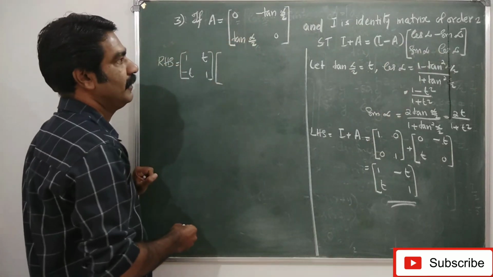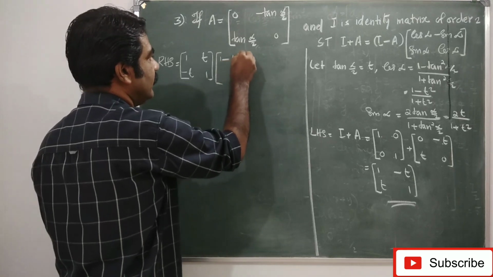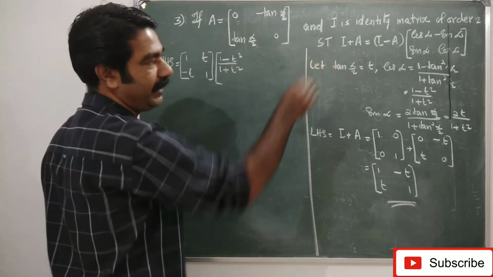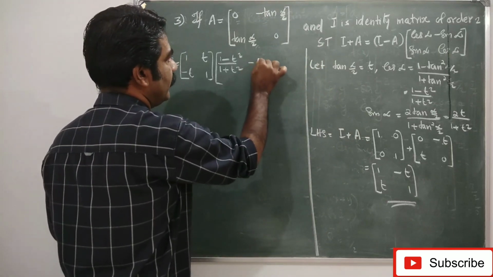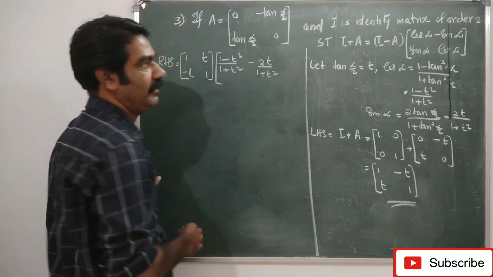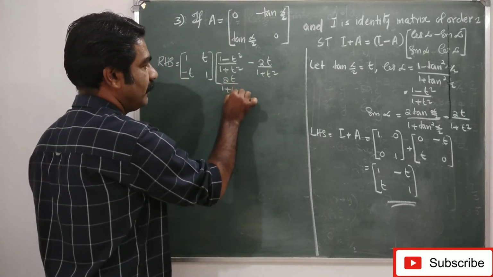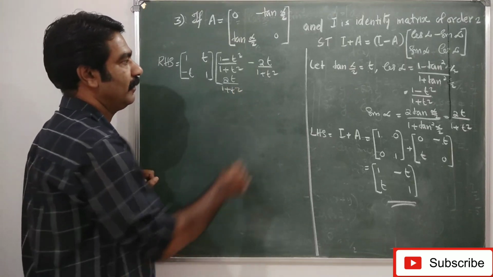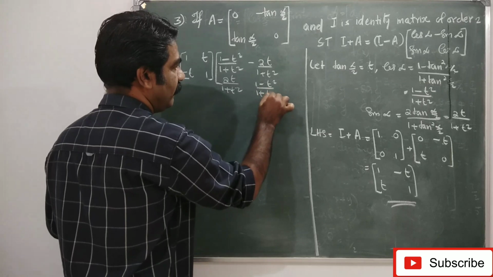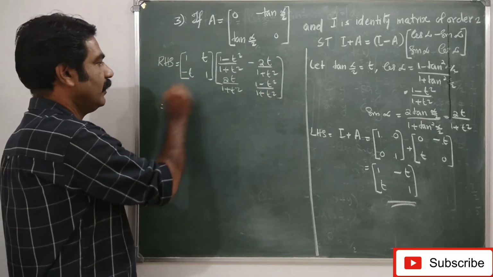What is cos alpha? We know that cos alpha is equal to 1 minus t square by 1 plus t square. Then minus sin alpha, what is minus sin alpha? Minus 2t by 1 plus t square. Sin alpha is 2t by 1 plus t square, and cos alpha is 1 minus t square by 1 plus t square. Okay. Now we have to multiply.